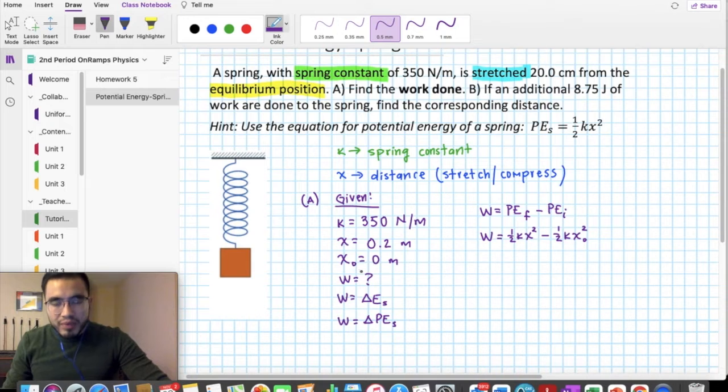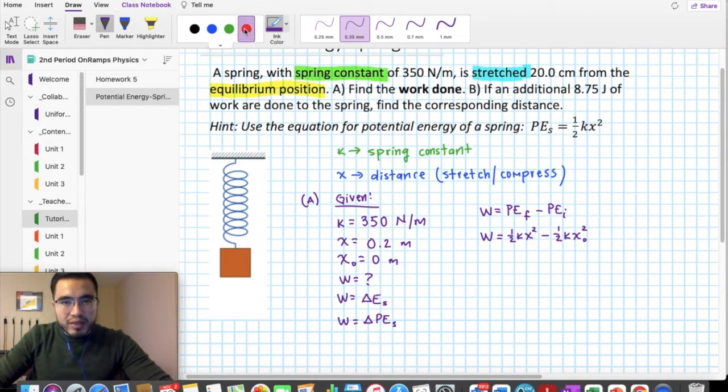Again, I know x naught is 0, so I technically didn't need to state this initial position. Again, I'm just showing you this because it'll help you with question B, okay? So just bear with me. Since x naught is 0, this whole thing will cancel. And then we have that the work done is 1/2 kx squared.